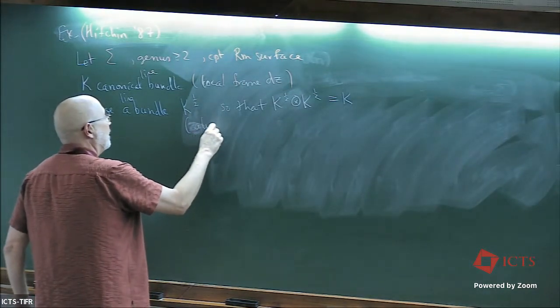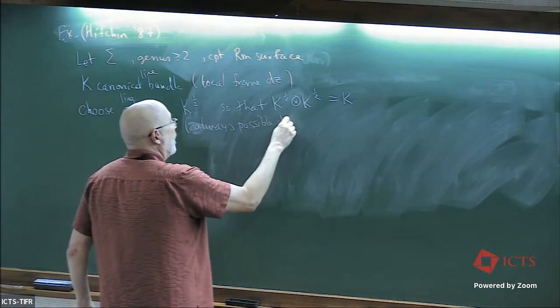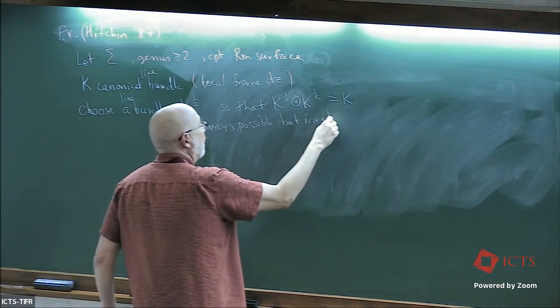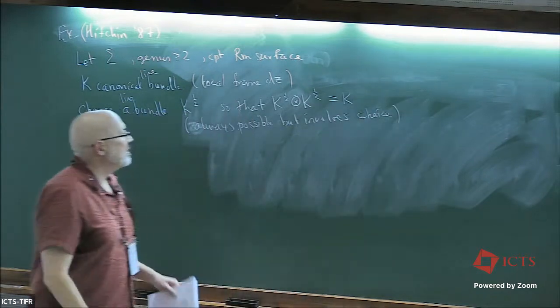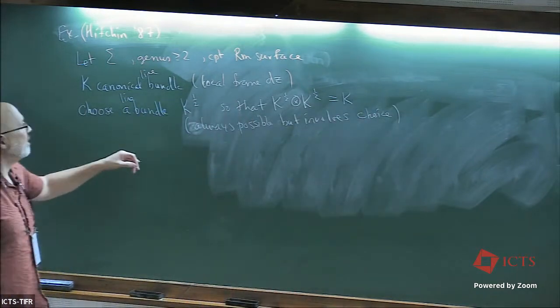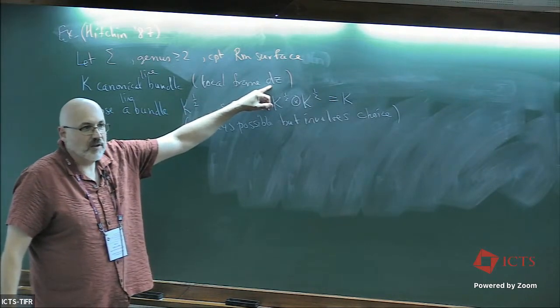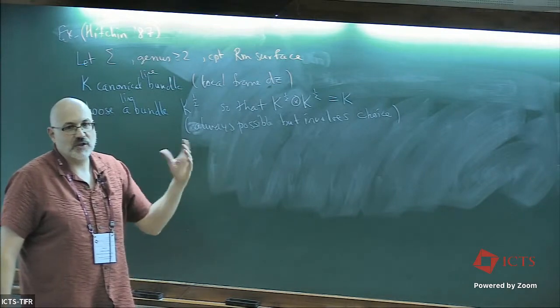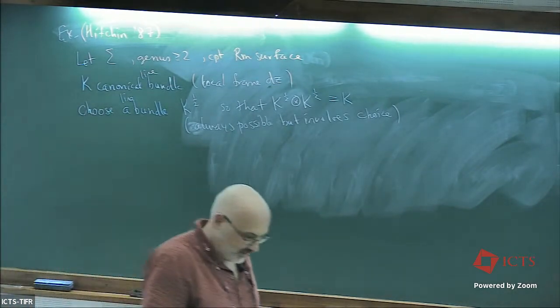And so this is always possible, but involves a non-trivial choice. So basically, you're taking this thing, which is quite well defined, and in order to construct the other bundle, you need to take some sort of square root, and there are some choices doing that, of course. Okay.